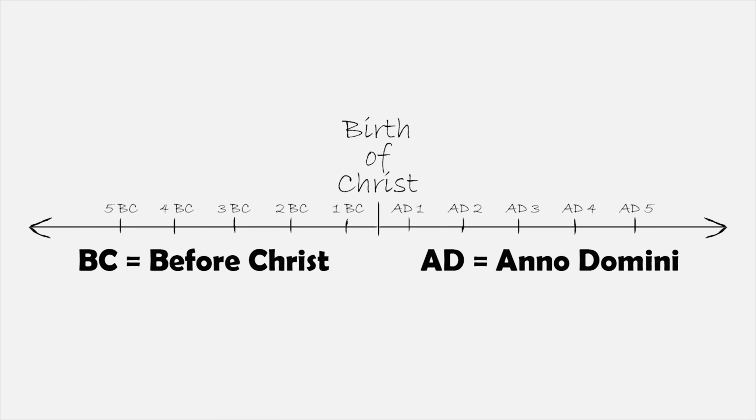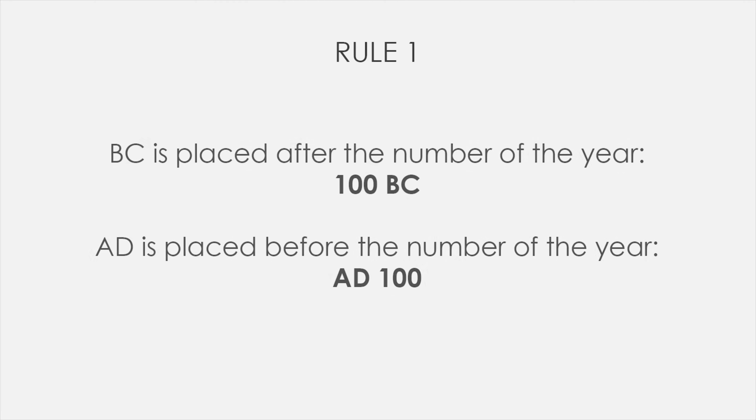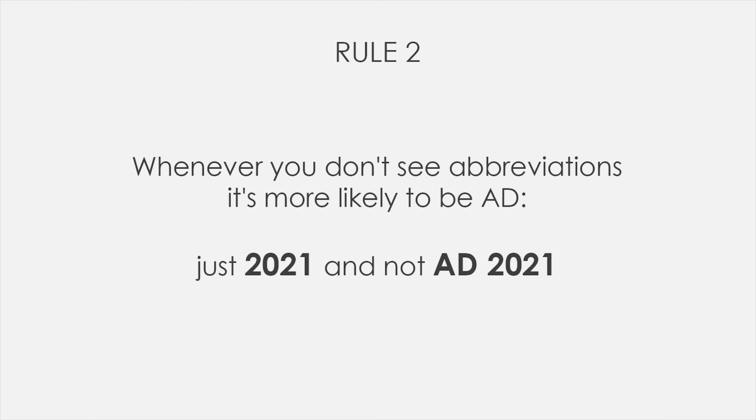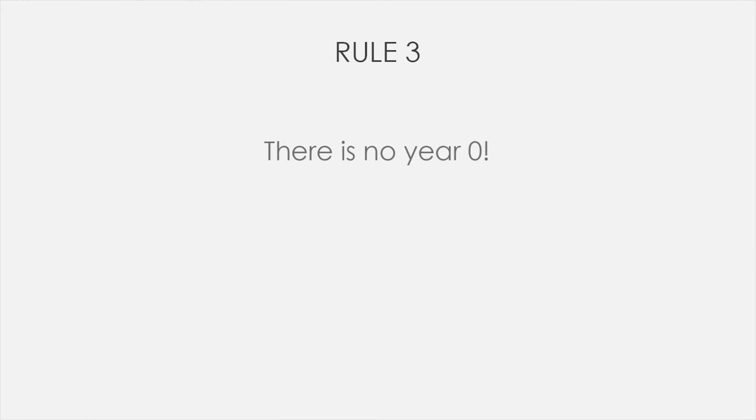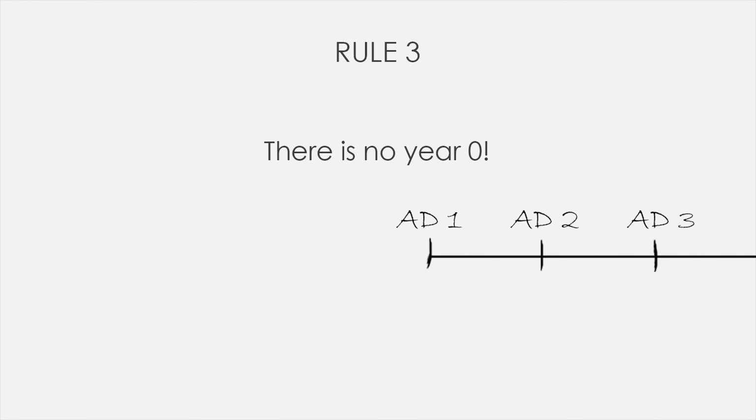Now, three important things. First of all, BC is placed after the number of the year, for example 100 BC, while, just to make things easier, AD goes before, so we should say AD 100. Second, whenever you don't see abbreviations, it's more likely to be AD. For example, we don't say AD 2021, but just 2021 to be faster. Last point, there is no year zero. The first year before Jesus' birth is 1 BC, and it's followed by AD 1.